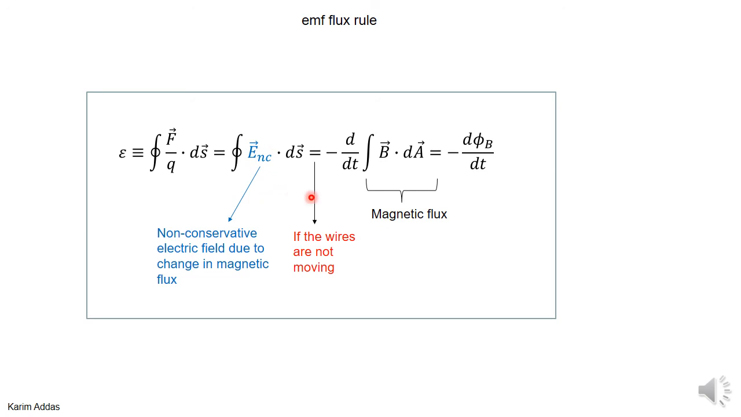And this equation, again, is only valid if the wires are not moving. If the wires are moving, we can't really say that this is equal to this. So we have to rewrite things slightly differently. And we'll do that later in a different part of the chapter.